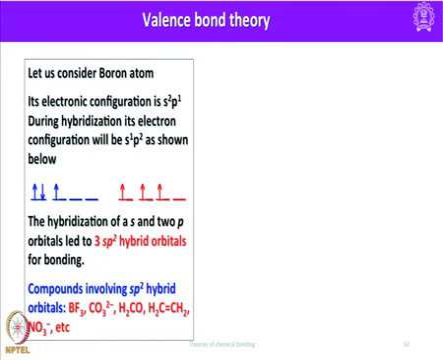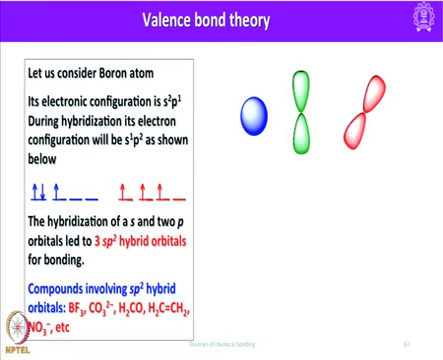You can see the electronic configuration is s2p1 in the ground state. Prior to the hybridization, what would happen is it will promote the s electron to the p to have s1p2 electronic configuration, and now the hybridization of s and 2 p orbitals takes place to give 3 sp2 hybrid orbitals, and these 3 sp2 hybrids will be disposed at an angle of 120 degrees to each other, something like this.